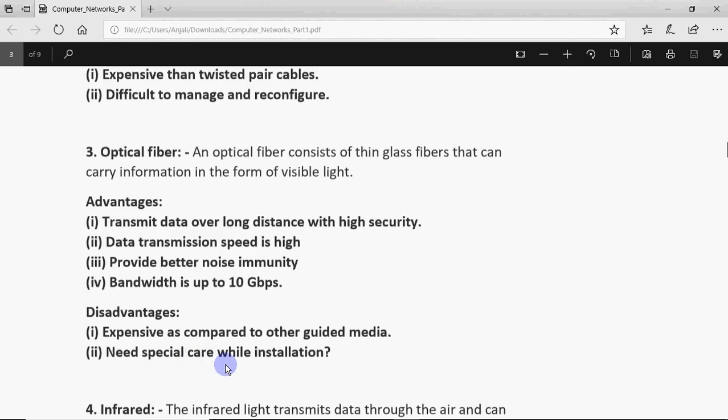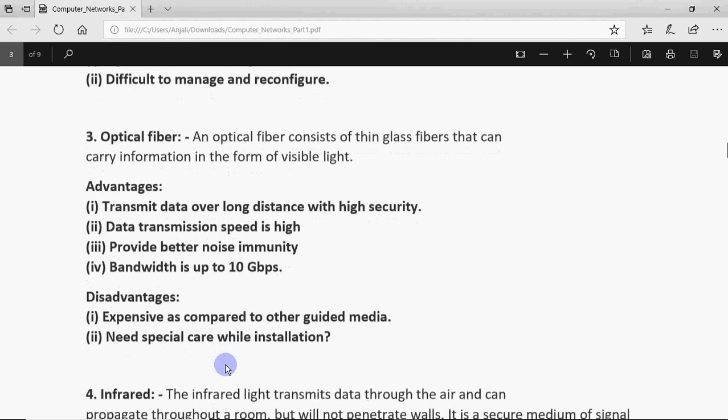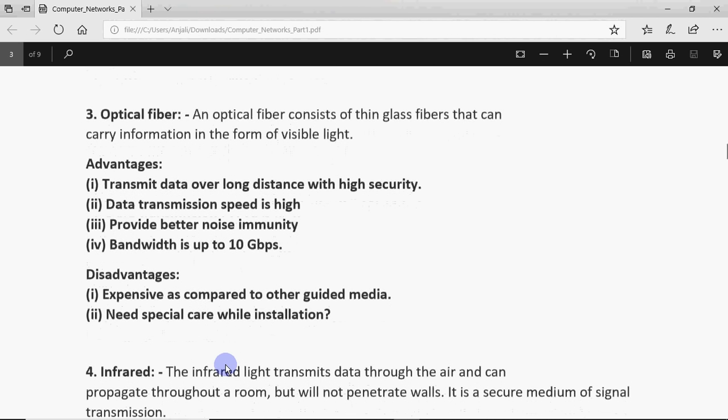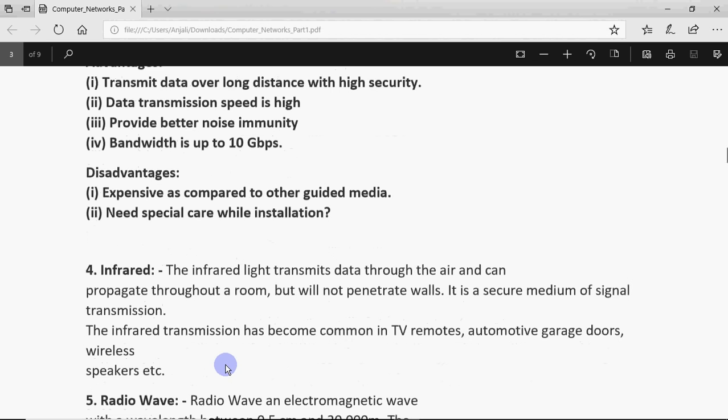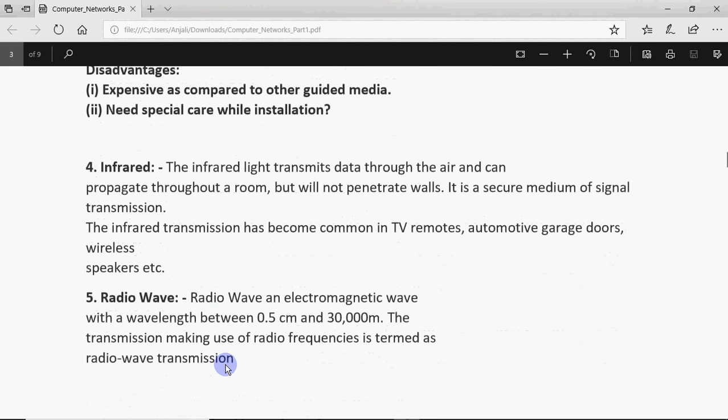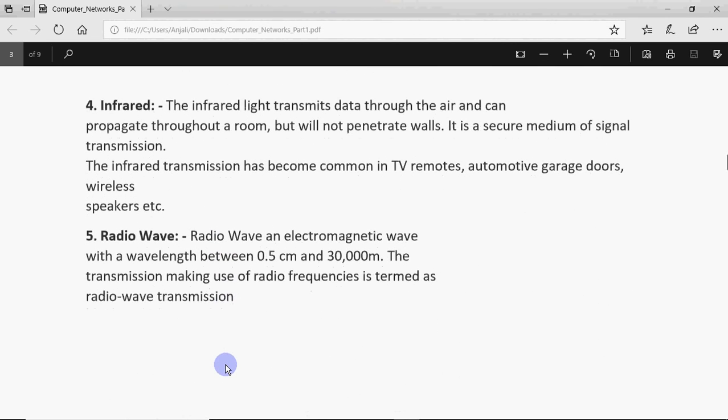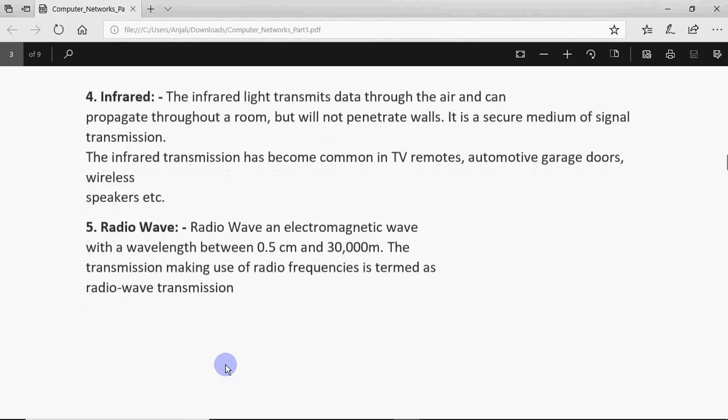You need a special person who is skilled to install a network with the help of optical fibers. So these three are your guided or wired medias. Then we get wireless medias. In wireless medias we have infrared.